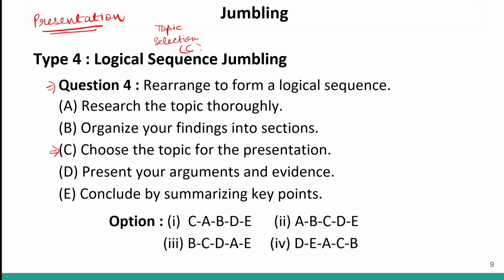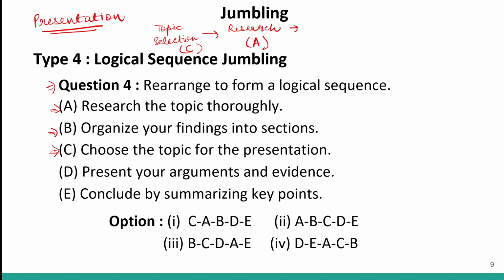So C, right? Then when I know my topic, the second step will be to research that topic to gather my content. So the first thing is I identified the topic. Then based on that topic, I identified all the content that I will need. So I have researched the topic. This is A. Okay. Once I have all my content with me, I know this will be required in my presentation.